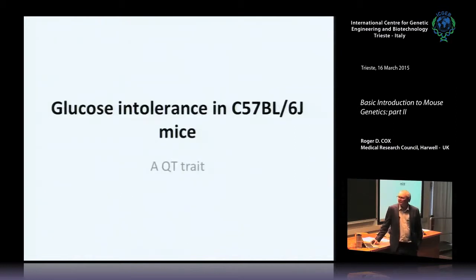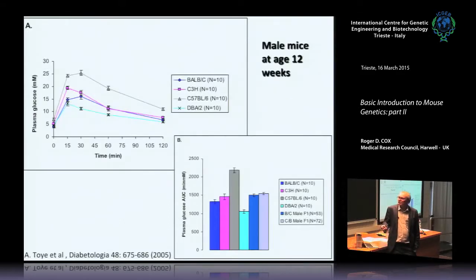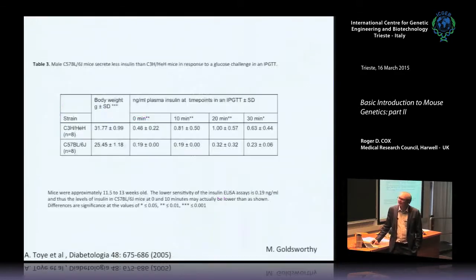So as I've alluded to, we mapped a glucose intolerance trait in 6J mice. These are C57 black 6J mice in a glucose tolerance test. So the mice are fasted, you measure the blood glucose, you give them a glucose challenge so their blood glucose goes up and then comes down over a couple of hours. And you can see black 6 is different to, say, C3H in the pink. So there's a clear difference in glucose tolerance at 12 weeks of age.